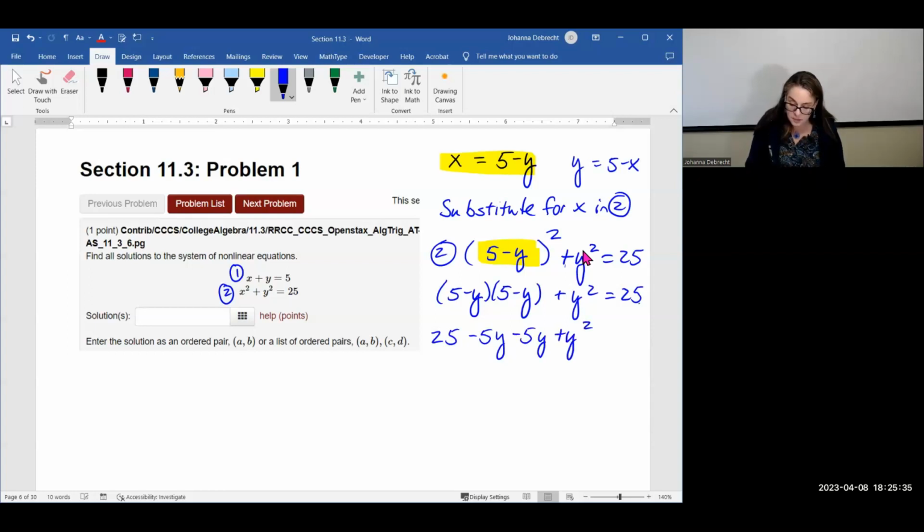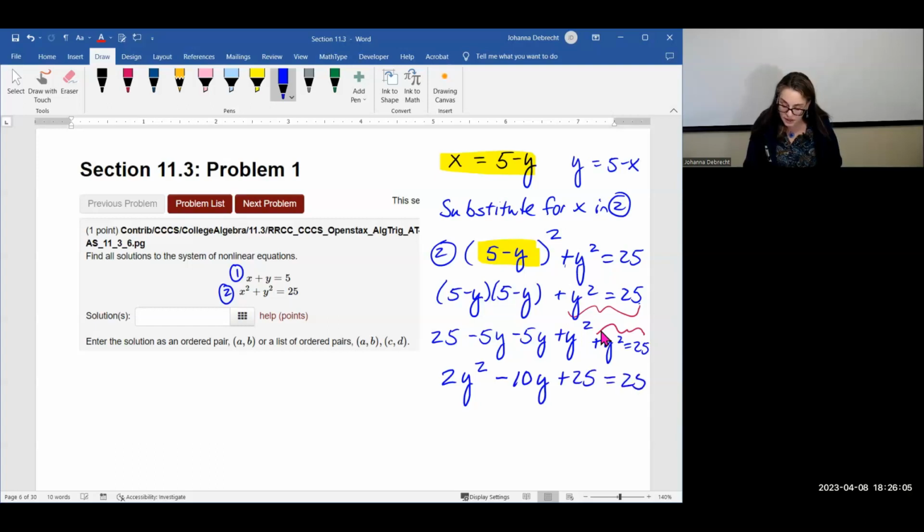Then I have this part, which was already there. So this part is going to come down to this part. Okay? So I still have another plus y squared equals 25. This gives me 2y squared, and I'm going to list it first so I can get it in descending order. Negative 5y minus 5y is a negative 10y. And then I have plus 25, I'm just cleaning up the left, equals 25.